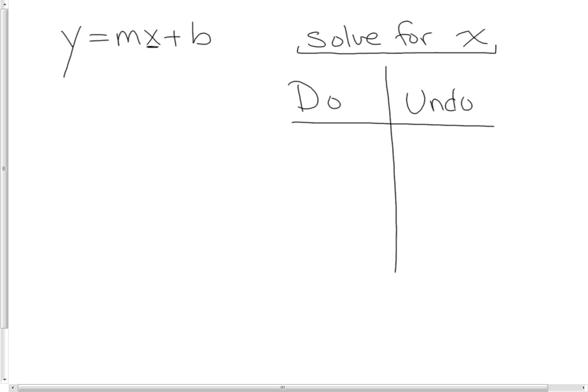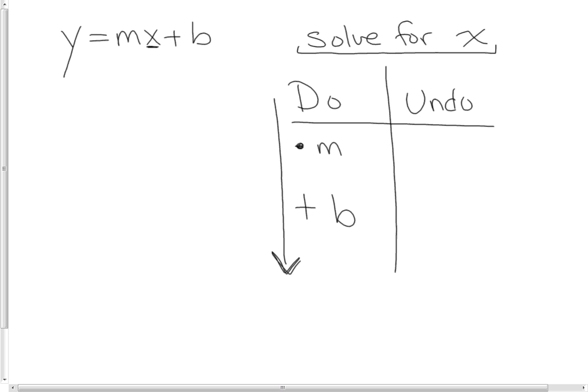So we look at the do column, we say, okay, what's being done to our variable x? And when you look at what's being done to your variable x, you have to use the order of operations. So you start with anything that might be in parentheses, then exponents, then multiplication, division, then addition and subtraction. So the first thing that's being done to x is that it's being multiplied by m. Multiplication comes before addition. So we multiply by m, and then we add b. We work our way down the do side using the order of operations. Start by multiplying by m, then we add b.